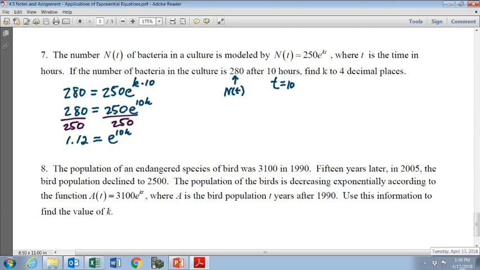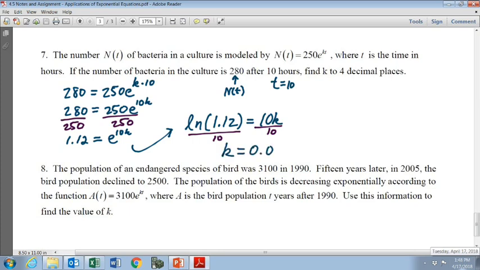So now we have 3 parts: base, exponent, answer. We can go ahead and rewrite this as a logarithm. Natural log of 1.12 is equal to 10k. We need to solve for k, so let's divide by 10 on each side. And if you put that expression into your calculator, you should get 0.0113. And that's our final answer. And that's the end of this video.